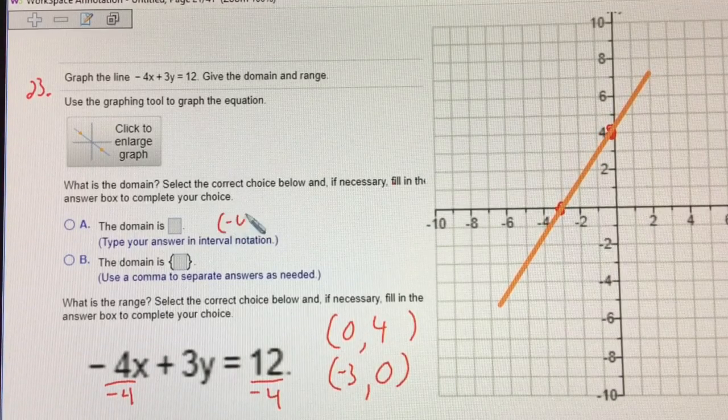The domain of that is -infinity to +infinity. The range of that is also -infinity to +infinity if it asks me for the range.